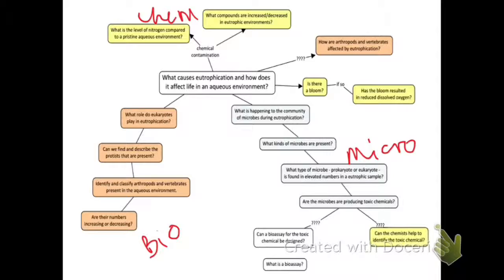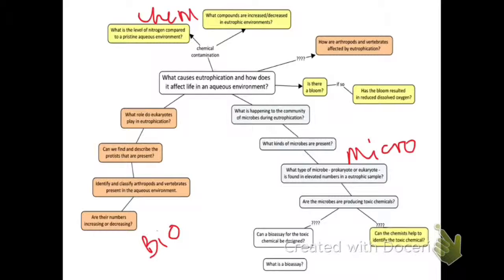So for chemistry, they can look at what kind of chemicals are, or what are the levels of these nutrients, the phosphate and the nitrates. They can also look at are there some toxic chemicals produced. Okay, so maybe the microbiology students can try to determine what kind of microbes are there, and since cyanobacteria are bacteria, maybe the microbiologists can look at that and actually try to maybe even purify, characterize, identify the microbe.